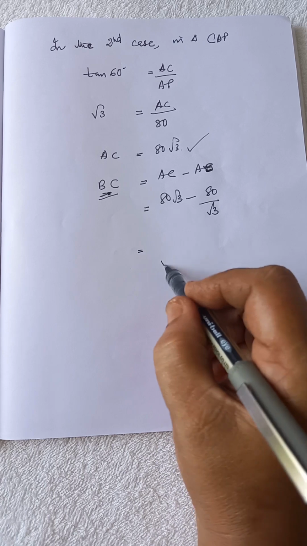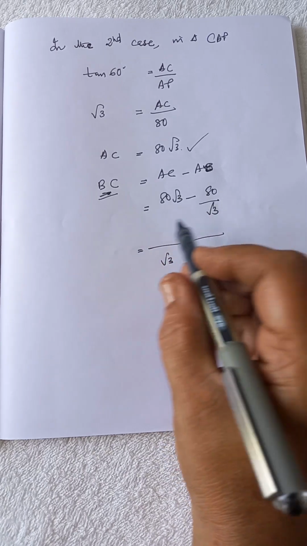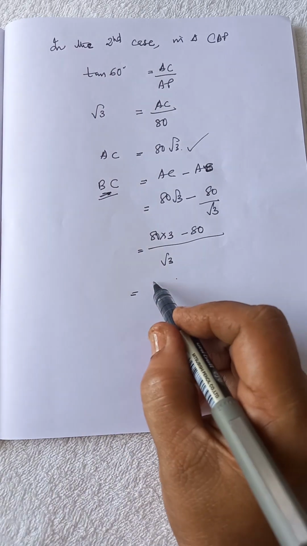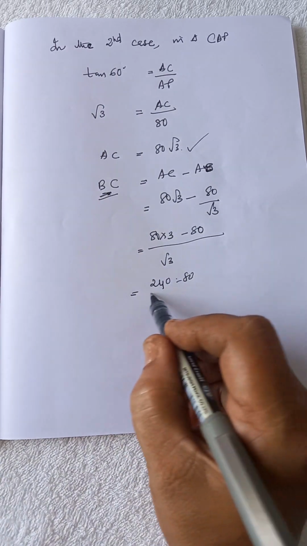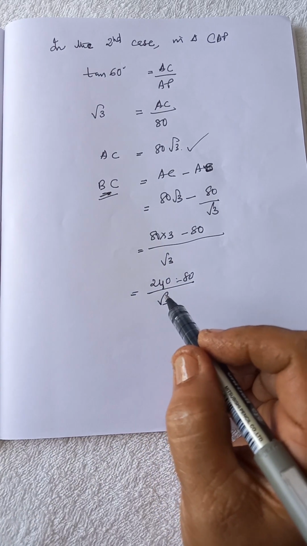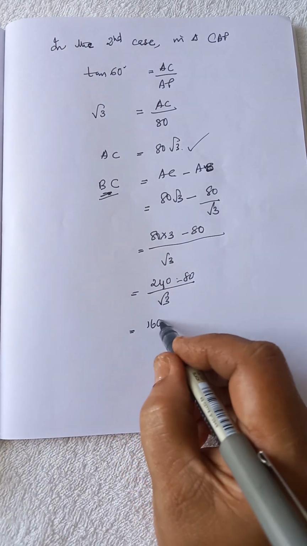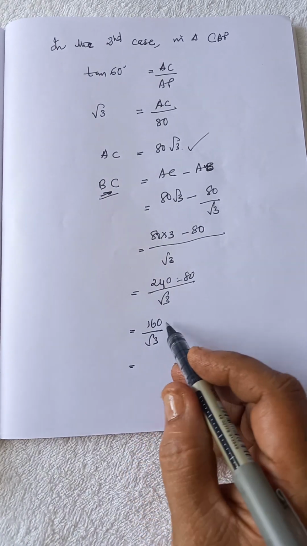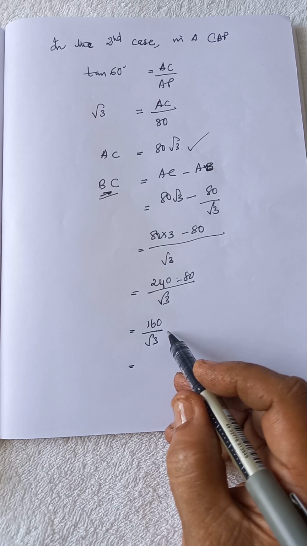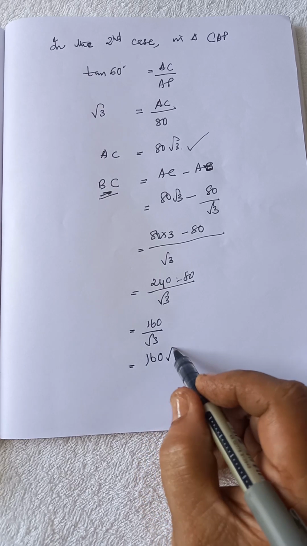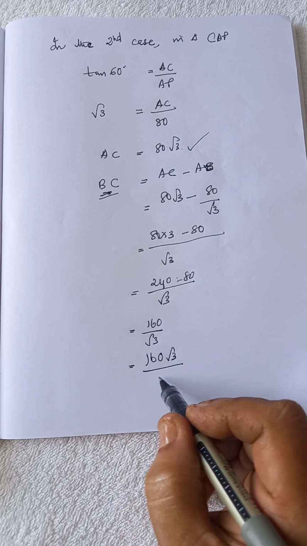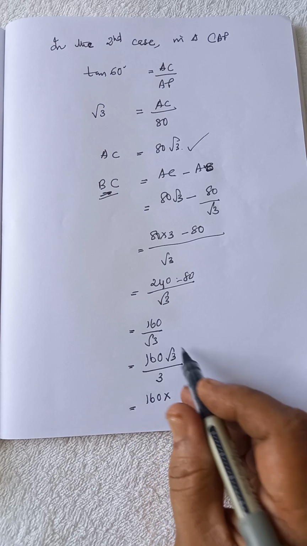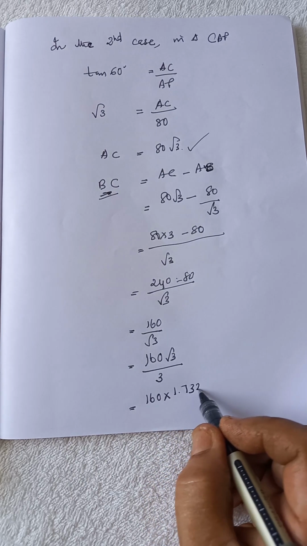Here we can take LCM as root 3. So 80 root 3 into root 3, so 80 into 3 minus 80. That is 240 minus 80 by root 3, that is 160 by root 3. Here we can rationalize the denominator so that we can multiply both the numerator and denominator with root 3. So 160 into root 3, 160 root 3 by root 3 into root 3, that is 3, that is equal to 160 into value of root 3, that is 1.732, by 3.